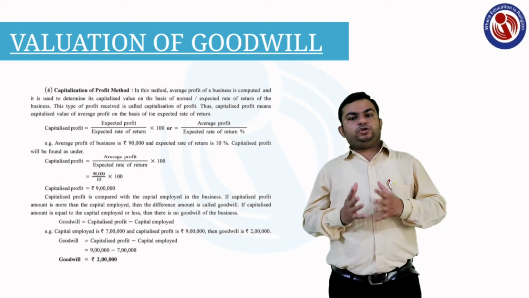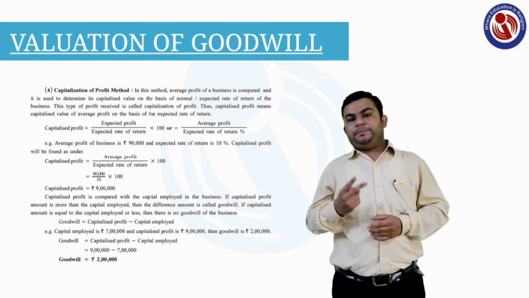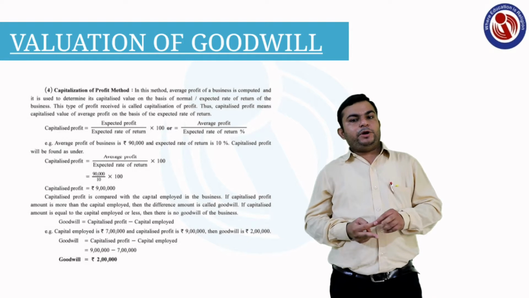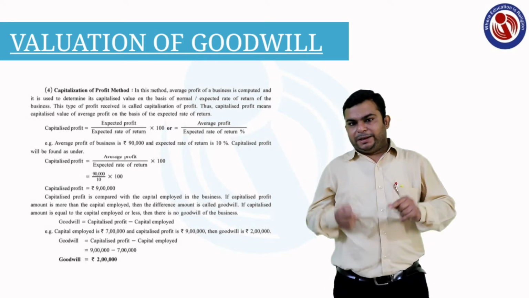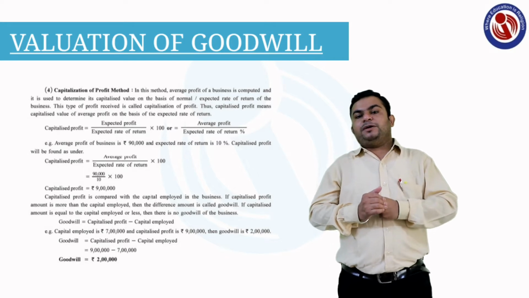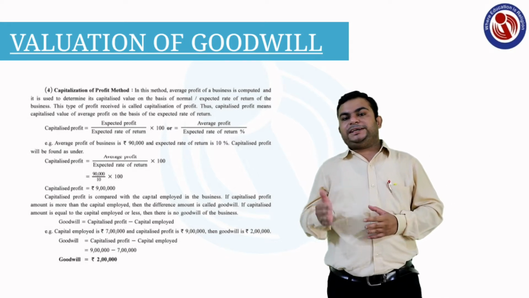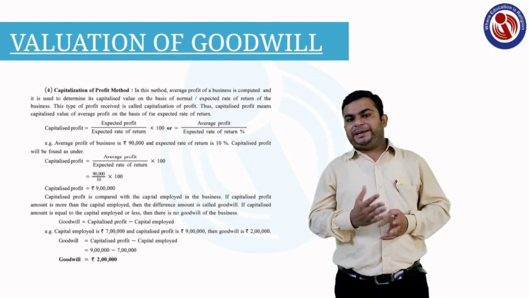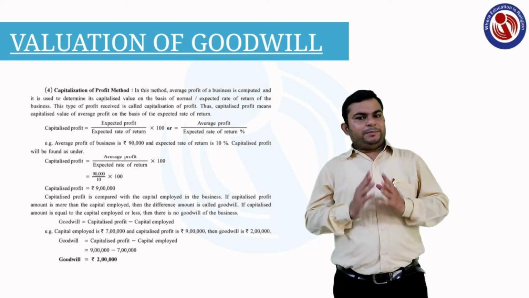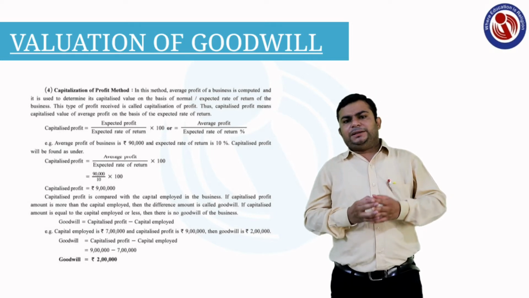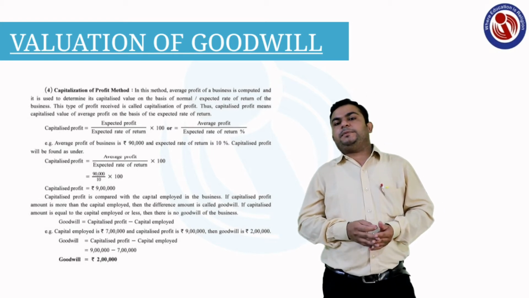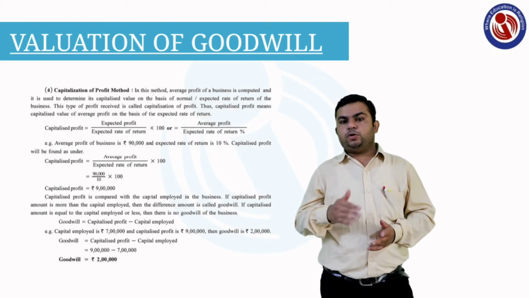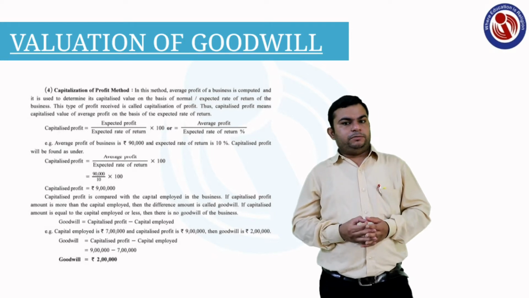For this, you should be given in the question two important items, that is capital employed and expected rate of return, which will be given in percentage. Capital employed can be found out with the formula of assets minus liabilities. So we get capital employed. The meaning of capital employed is the same: whatever money is invested in our business is called capital employed. It is also called net assets of the firm.